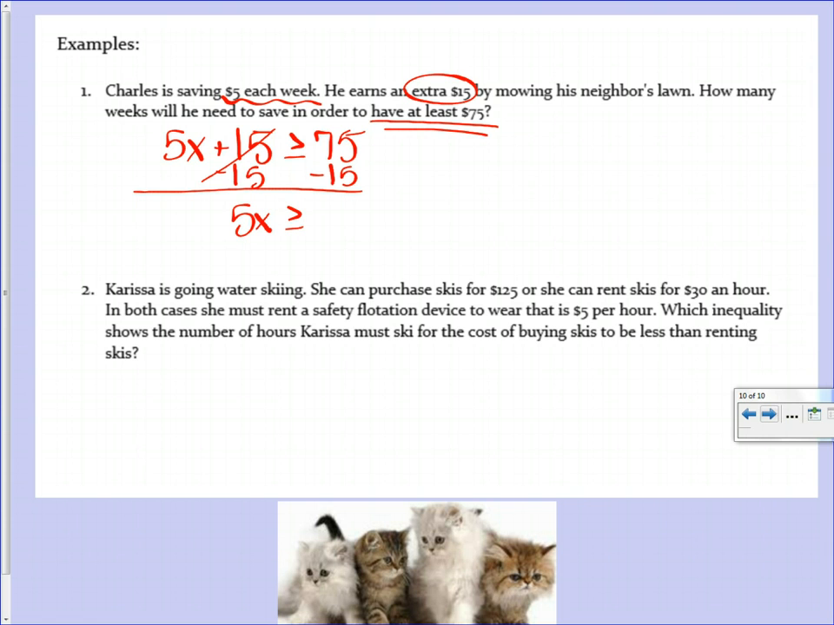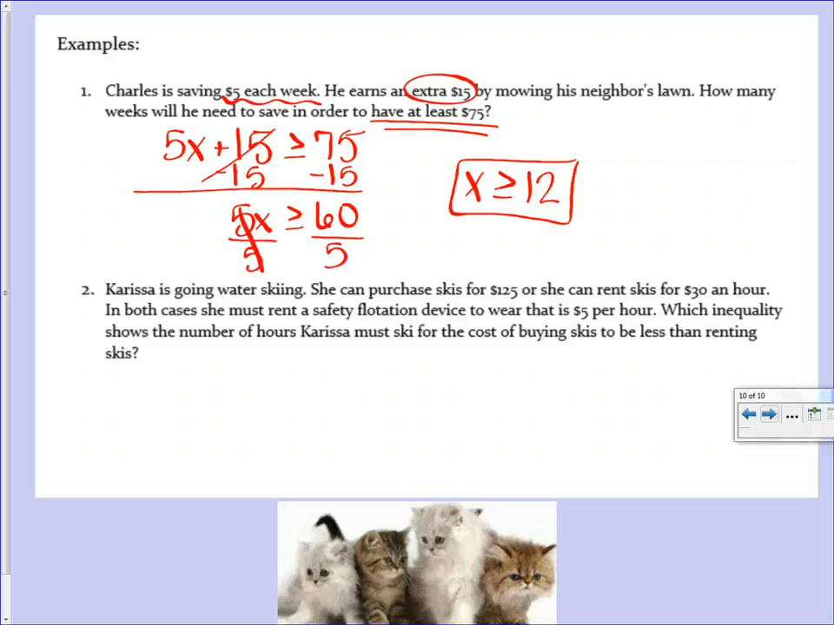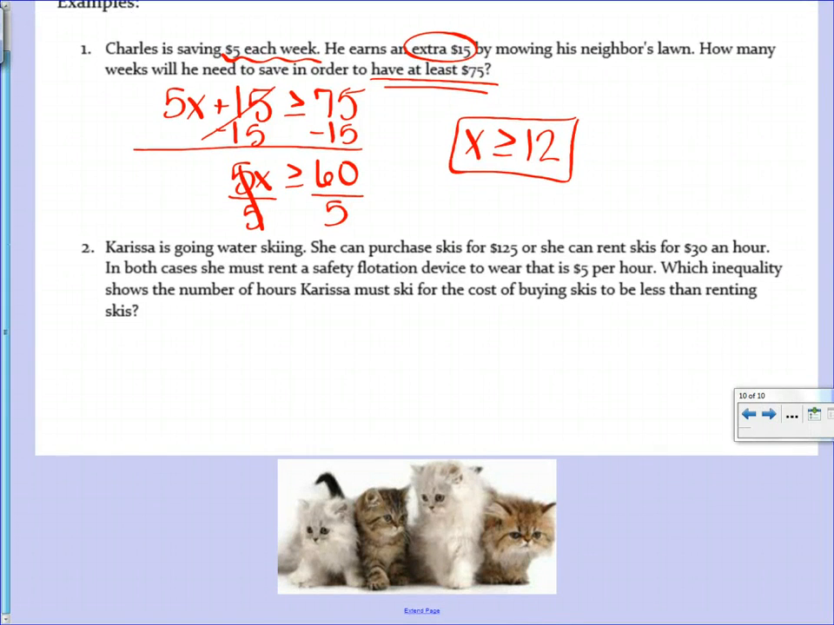5x is greater than or equal to 75 minus 15, which is 60. And then we're going to divide by 5, just like if you were solving an equation. So in the end, we get x is greater than or equal to 12. So after 12 weeks, he will have at least $75. And if he saves for more than 12, he'll have more than $75.